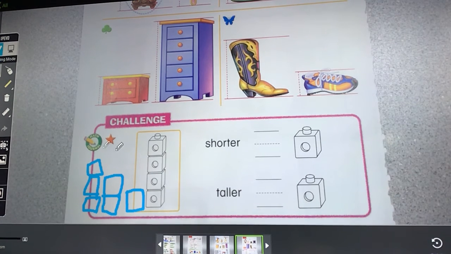Can we make it with 4 blocks? No, because that would be the same. That would be equal. How about 5 blocks? Nope, that would be taller. So if you did 1 block, you'll write a number 1 over here. If you did it with 2 blocks, write a number 2. If you used 3 to make it shorter, write a number 3. I'm going to pick 3.